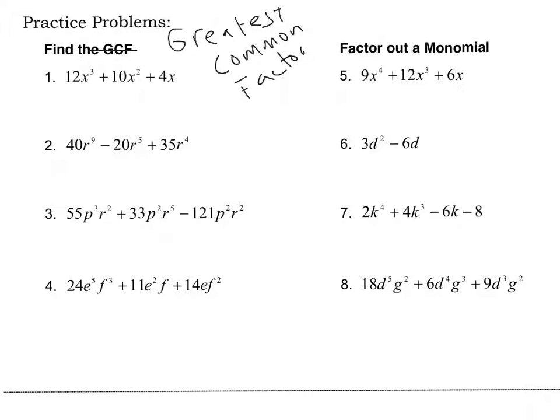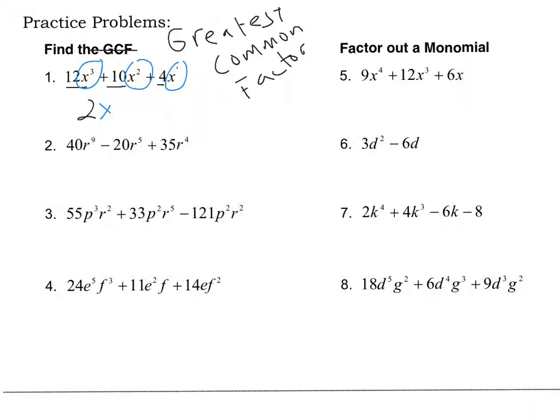So number 1, what number can you divide 12, 10, and 4 by? Well, the greatest number you can divide by is a 2. Then you look at the variables, and they're all the same. So the one with the least exponent is x to the 1, so the greatest common factor is 2x.